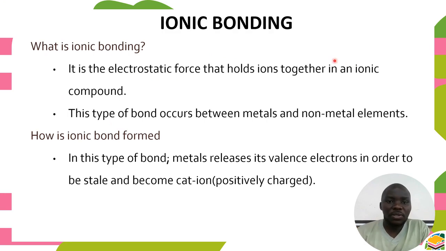So go into details about each type and how it occurs. So firstly, we're going to start looking at an ionic bond. What is ionic bonding? An ionic bond is an electrostatic force that holds ions together in an ionic compound. Electrostatic force is a new term that we need to go through properly.